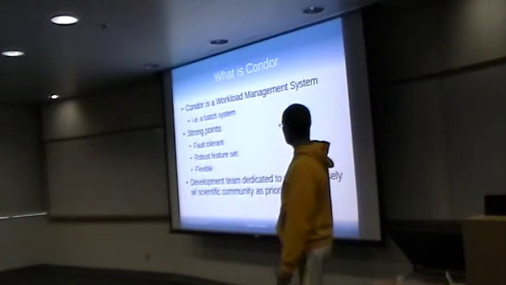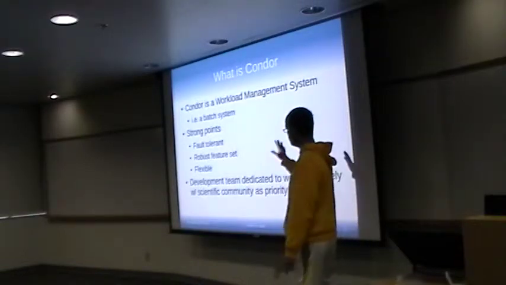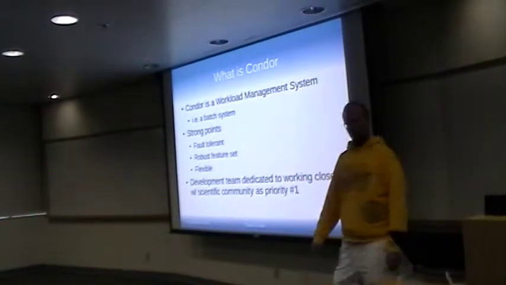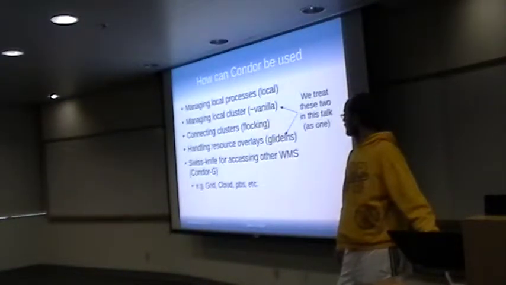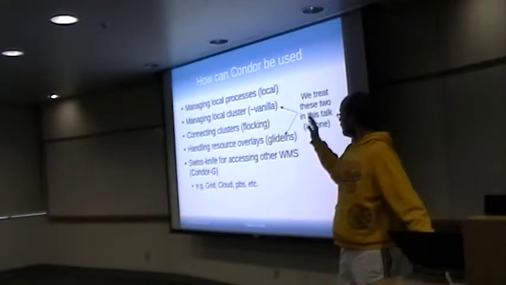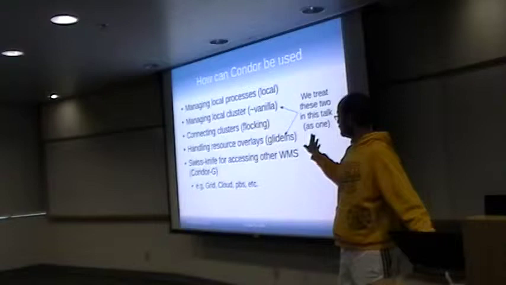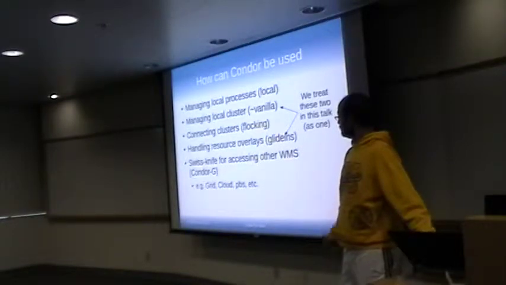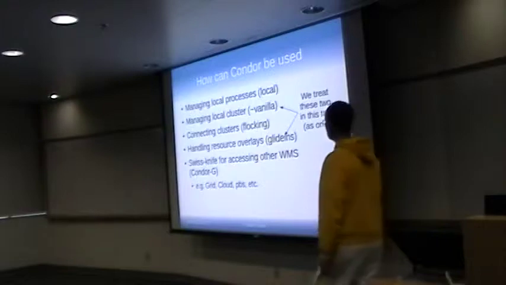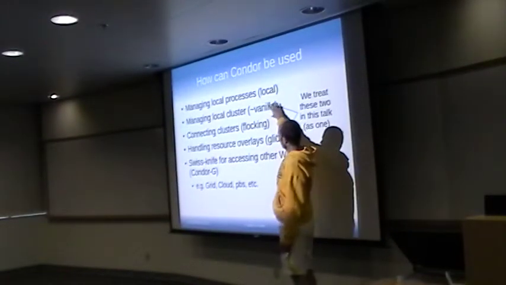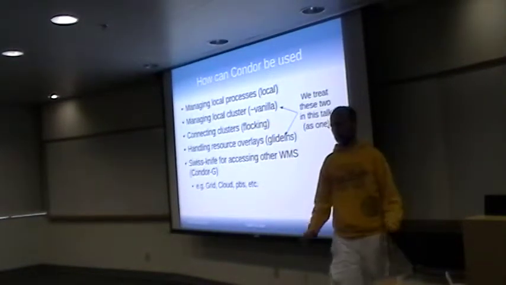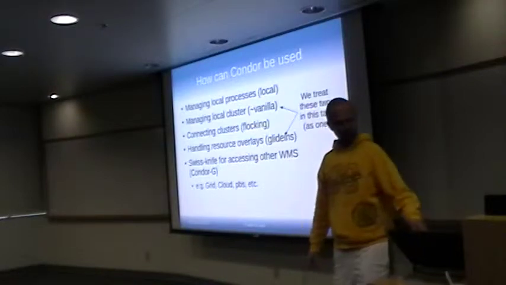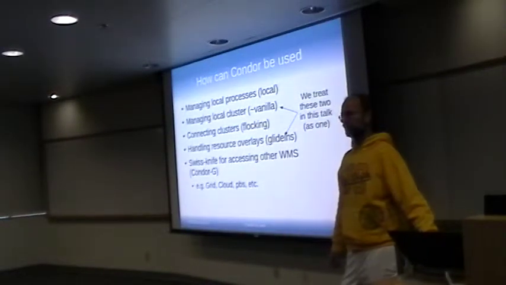So as I said before, Condor is a workload management system. And Condor people really care about the scientific community, which is why they're here. Again, what you can do with Condor: local processes, cluster, glideins. In this talk, I will essentially cover the local cluster and glideins as one thing, because from the user point of view, they're really the same thing. If things are done right, users should not really notice any difference between a dedicated local pool and a glidein pool.